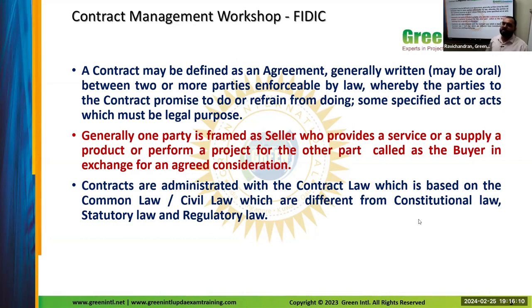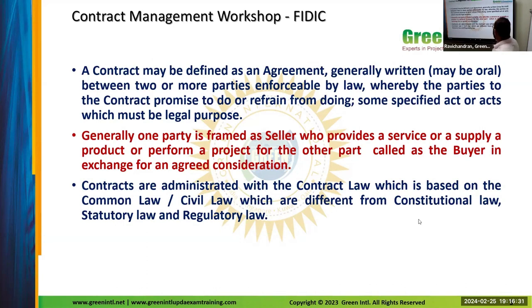See, normally the difference between an agreement and a contract is that an agreement is something which is agreed upon, but a contract is something which is legally enforceable. An agreement, you cannot enforce it in a legal way. So that is the difference between a contract and an agreement.